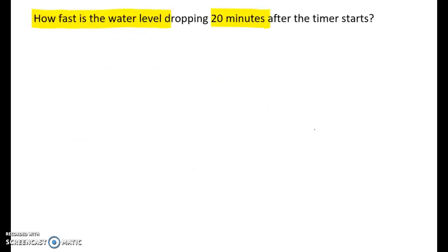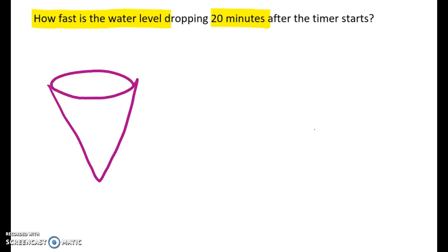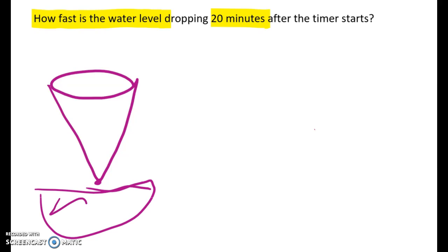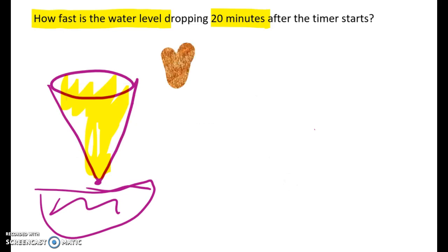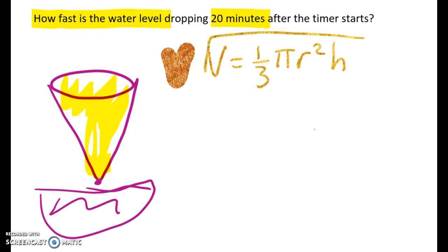So let's start by drawing the cone. So there's the cone in 3 dimensions. There's the little hole, and here's the very ugly bucket. So the water starts off in here and it drips through. What we need is to draw that cone in 2 dimensions and to also write down the formula for the volume of a cone. Oops, wrong pen. V is equal to 1/3 pi r squared h.